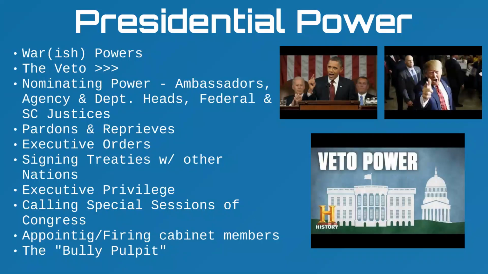The president can either pardon someone, in other words, make it so that it was like they were never found guilty. Reprieve doesn't get rid of that stigma, but it ends any time that they might be serving or punishment that they might be facing. The president can issue executive orders. This is about as close as you can get to the president making laws.